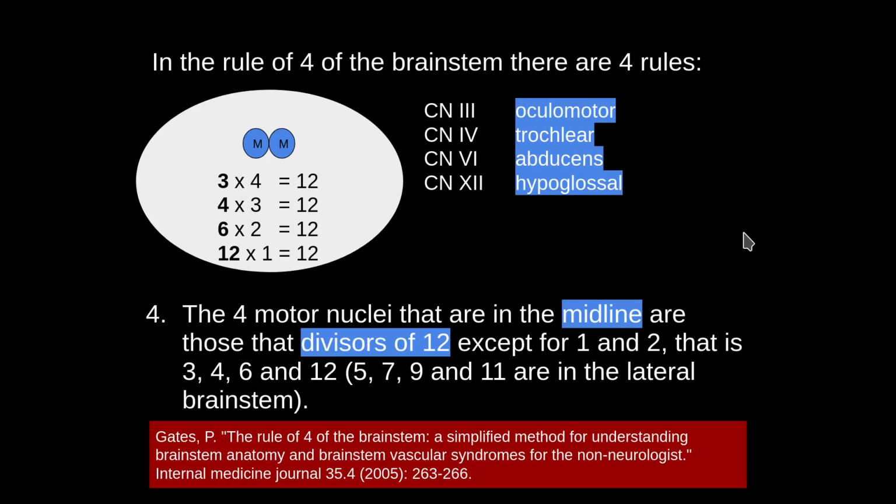Okay, then rule number 4 is a bit of math. Rule number 4 says that the four motor nuclei that are in the midline, which are 3, 4, 6, and 12, are divisors of 12, except of course for 1 and 2. So 3 is a divisor of 12, 4, 6, and 12. These are also the ones in rule number 1, midline. So these are mnemonics which are supposed to help you consolidate the cranial nerves in terms of what they are on the inside of the brainstem.